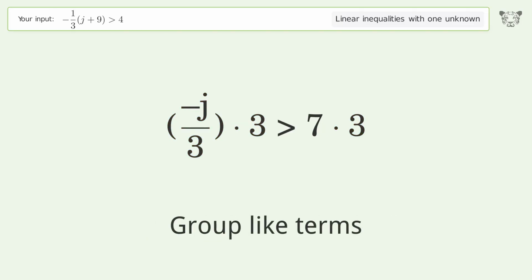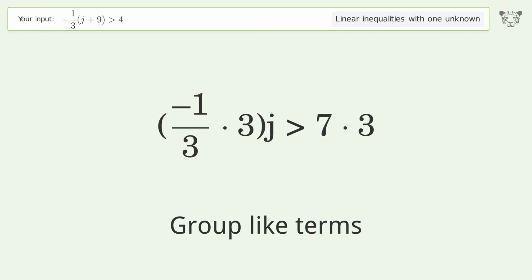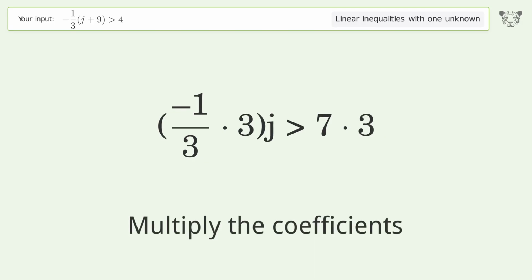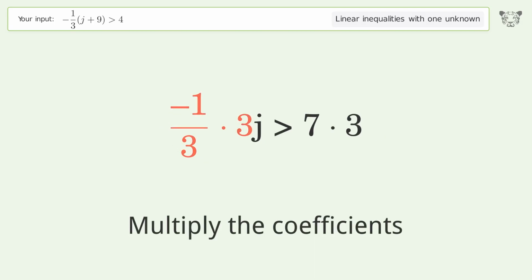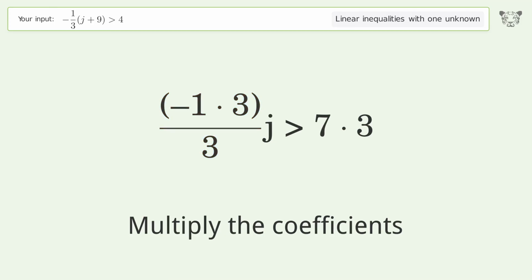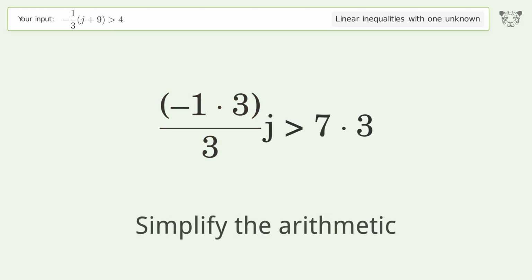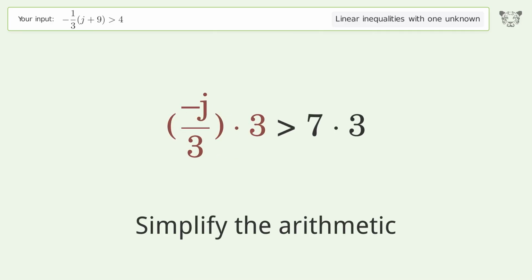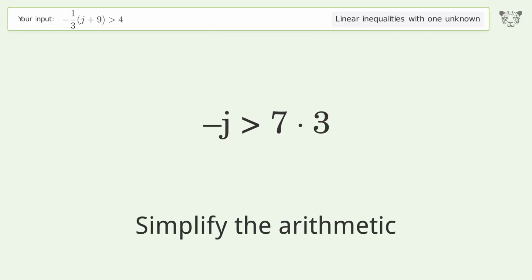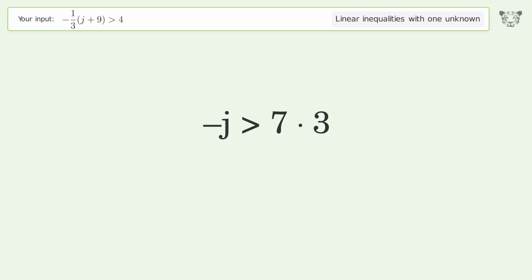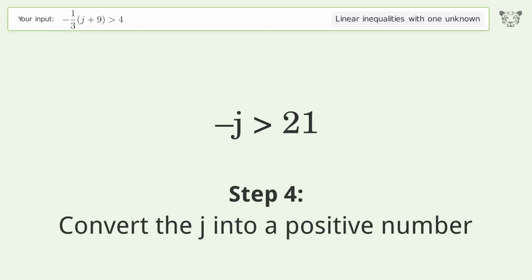Group like terms. Multiply the coefficients. Simplify the arithmetic. Convert the j into a positive number.